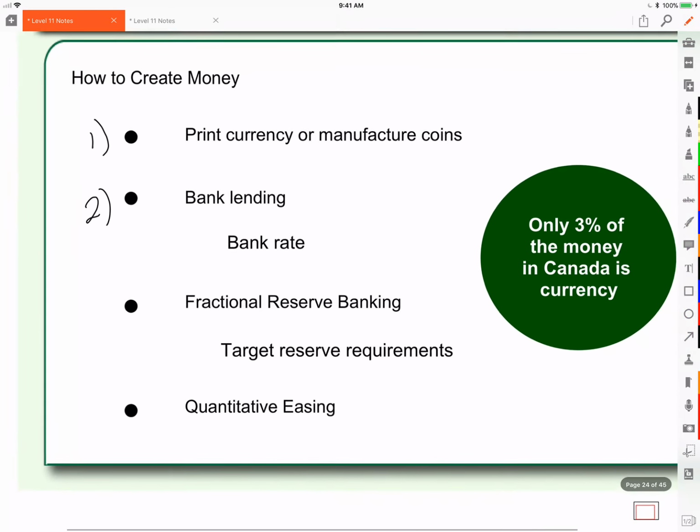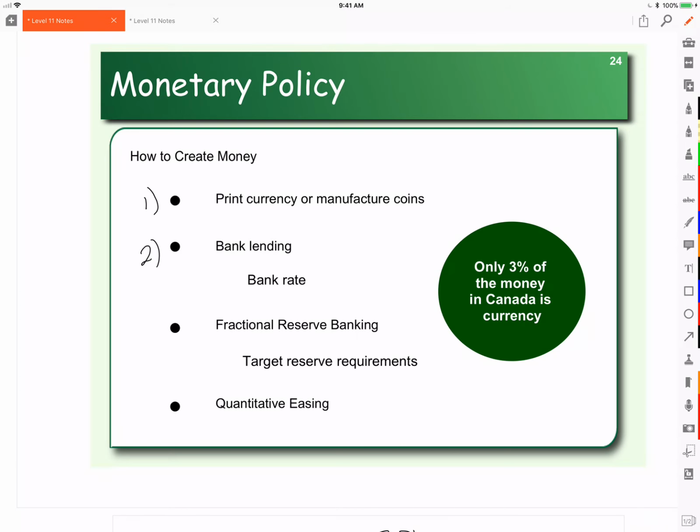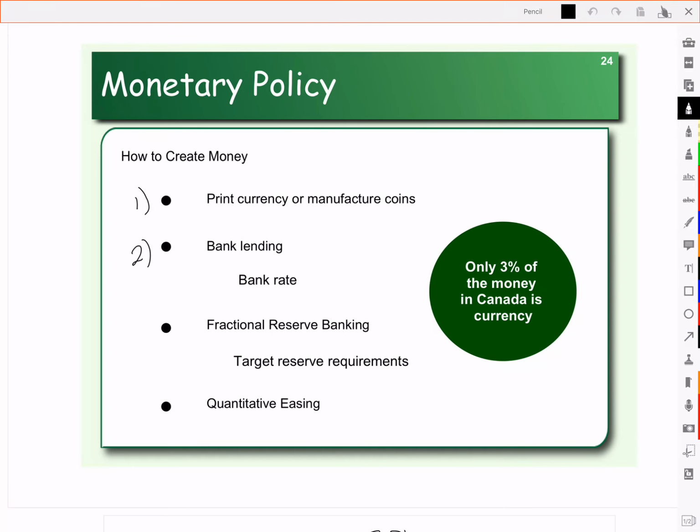So we can print money, we can lend money, we can change that target reserve ratio. If you change the target reserve ratio, it's going to change the amount of money in circulation. And then we also have quantitative easing. So what is quantitative easing?